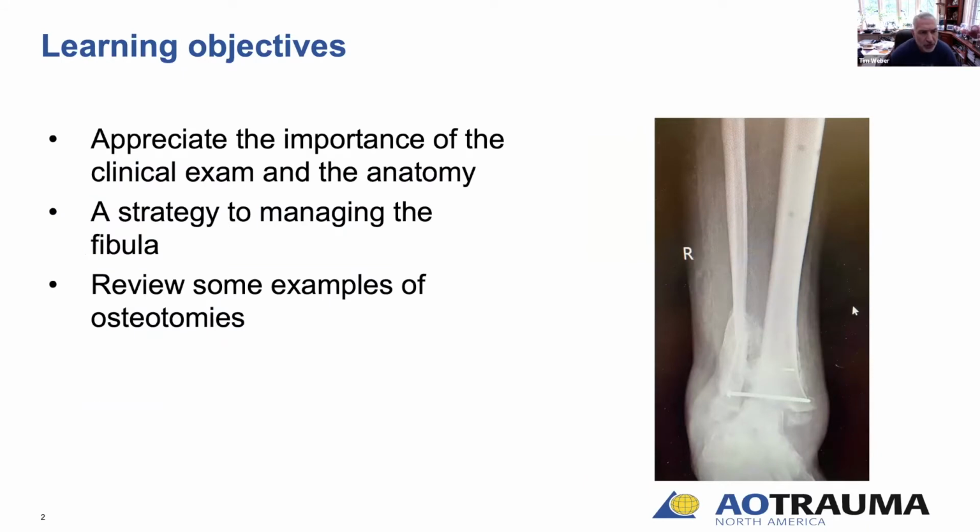Our learning points over the next 10-15 minutes: I want you to appreciate the importance of the clinical exam relative to the ankle here. I'm going to hopefully go over a strategy for managing the fibula in these osteotomies. And then we're going to go through 4 cases that will hopefully give you some examples of what can be achieved relative to distal tibial osteotomies.